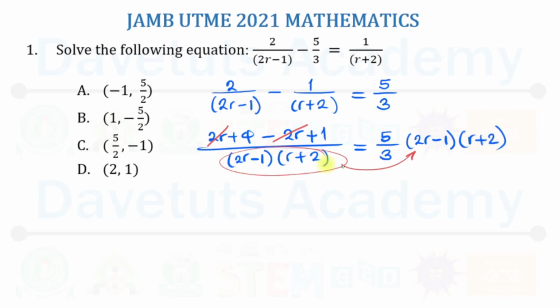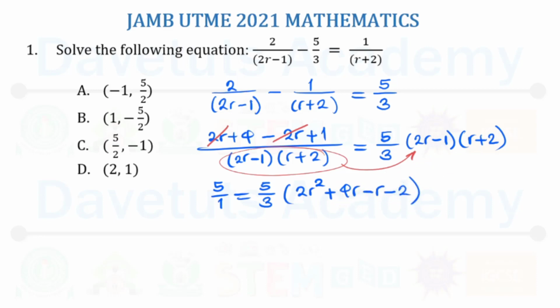So it's no longer on the denominator, meaning that here on the left hand side, I'm having 4 plus 1 is 5. Okay, that's 5 over 1 is equal to 5 over 3. Then if I want to open up this bracket, 2r times r will be 2r squared. 2r times 2 will be 4r. Minus 1 times r will be minus r. Minus 1 times 2 will be minus 2.